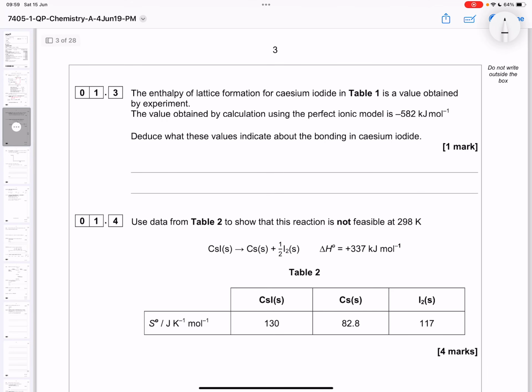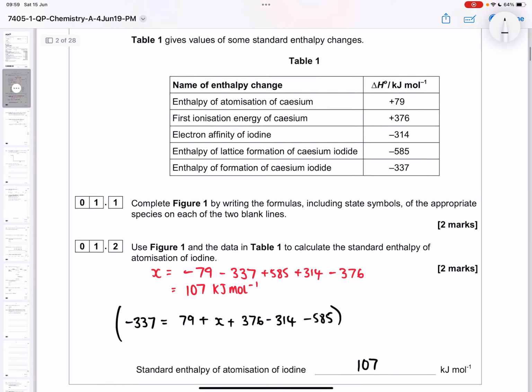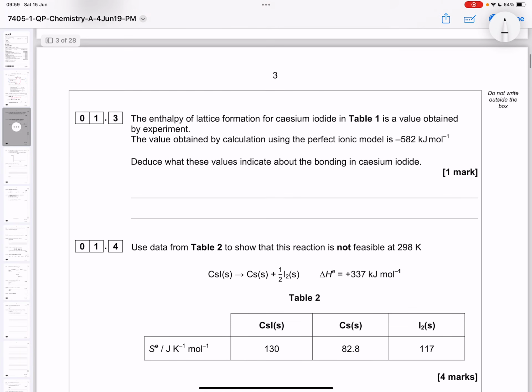Next part of the question says the lattice enthalpy of formation of cesium iodide in table 1 is a value obtained by experiment. The value calculated using the perfect ionic model is minus 582. So in table 1, we can see that the value is minus 585. And the value from the perfect ionic model is minus 582. Those two numbers are almost identical. What that tells us is that cesium iodide is almost perfectly ionic.